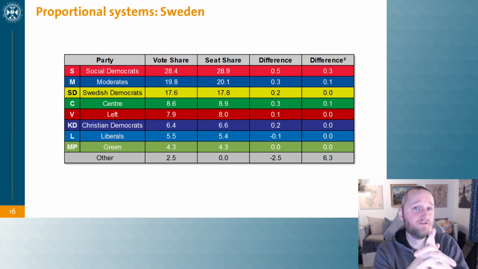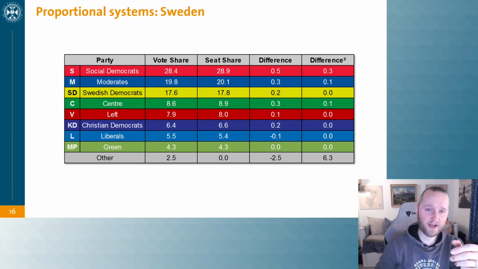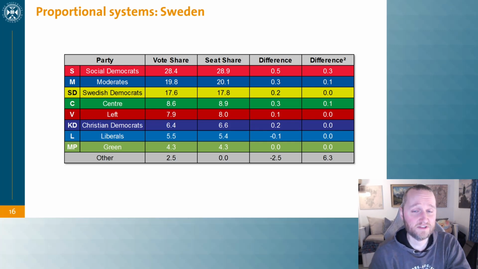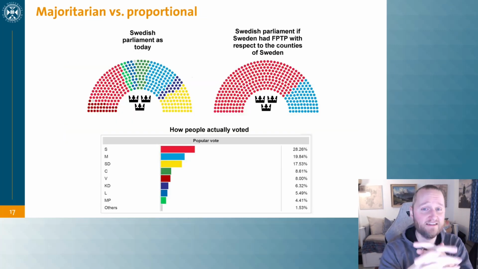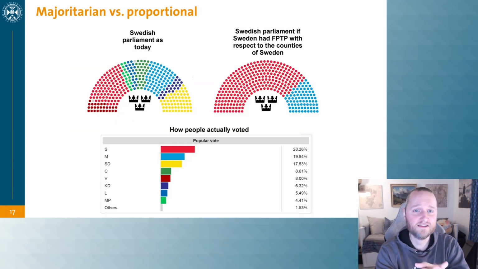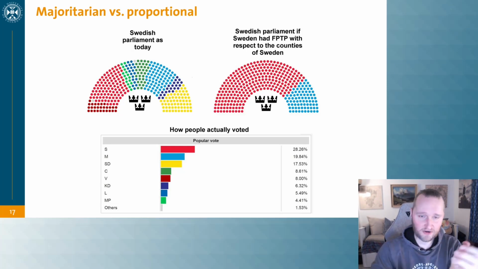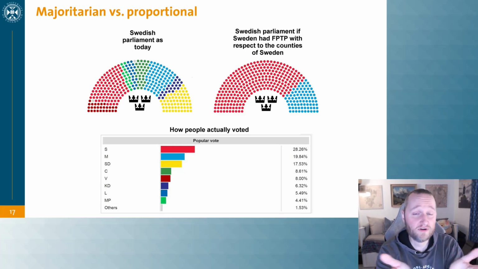As a matter of fact, if you did this differently, if you had a majoritarian system in Sweden, the results would be vastly different. So if you imagine for a second that the Swedish parliament as of today is the proportional system on the left here, it has a representation of a number of parties, of course, all across the party spectrum, and the largest party only has 28% of the seats.